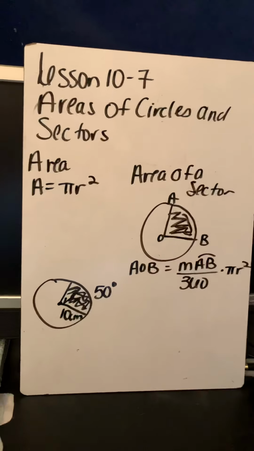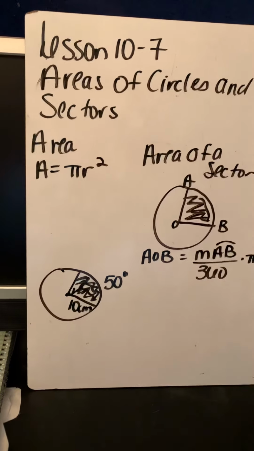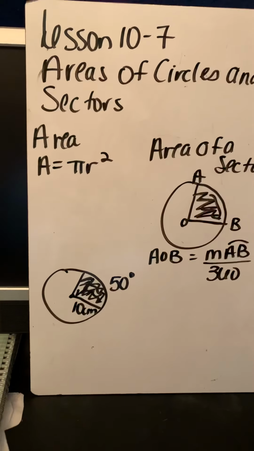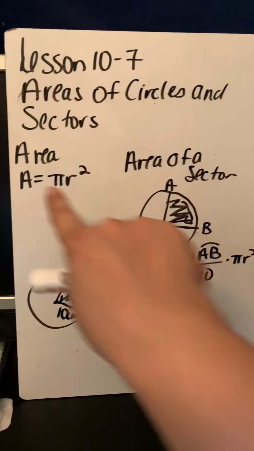Right, geometry. Today is lesson 10-7, areas of circles and sectors. So area of a circle you're very familiar with. Area is pi r squared.